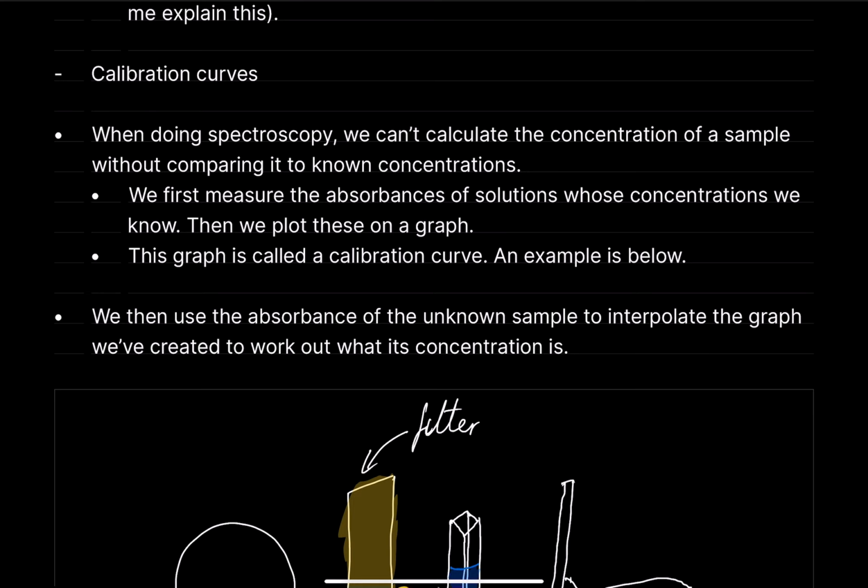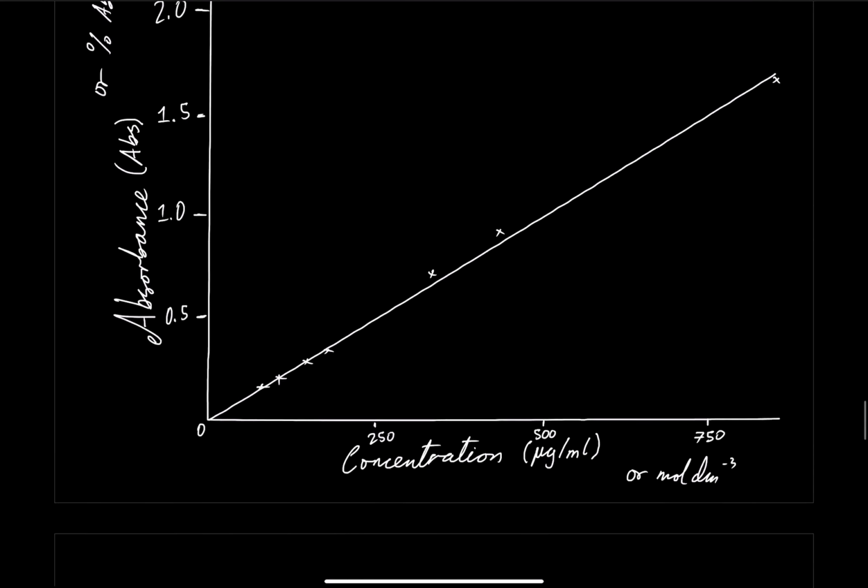In order to create this calibration curve, we need some sort of comparison. So this is the curve. It's not really a curve, it's a directly proportional graph, but we call it a curve. You should use a ruler to create this graph.